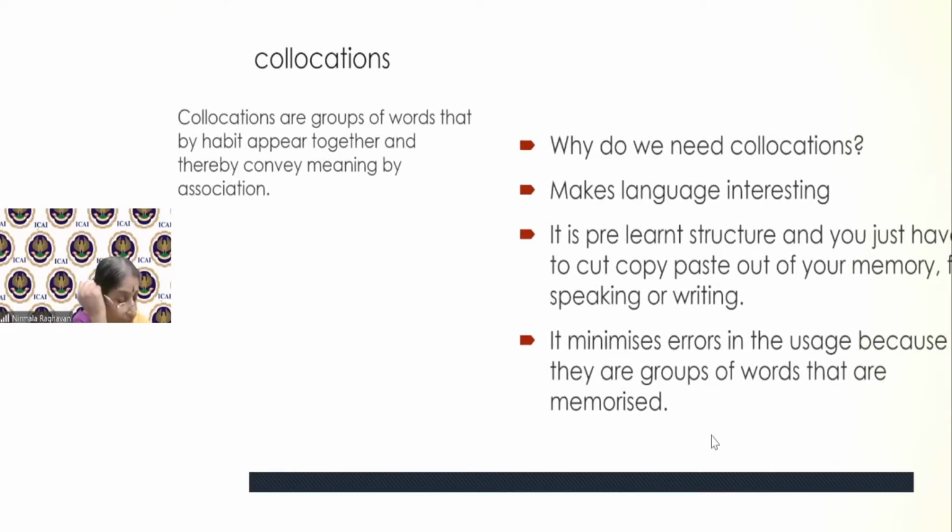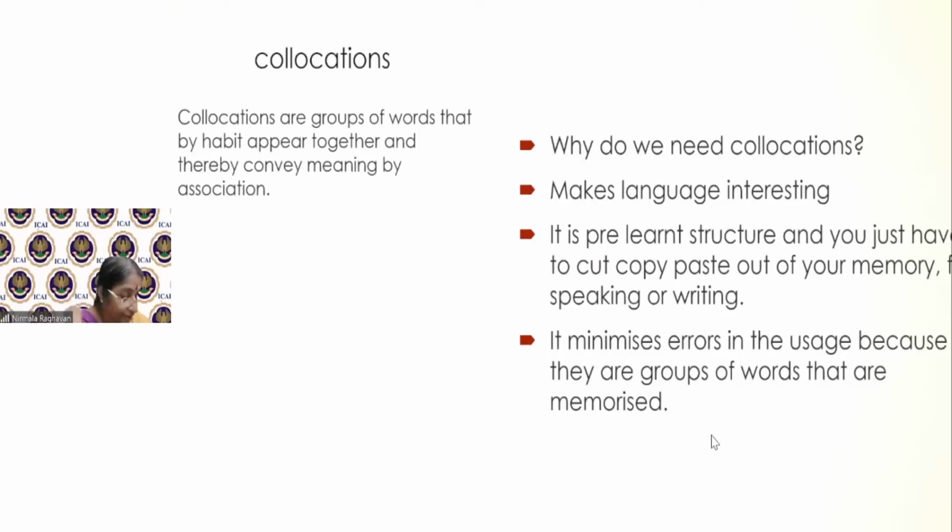Why do we need collocation? It makes language interesting. It is pre-learned structure and you just have to cut, copy, paste out of your memory for speaking or writing. So to that extent, your mistakes will be less. It minimizes errors in the usage because they are groups of words that are already memorized.